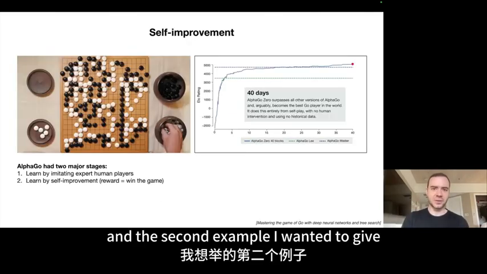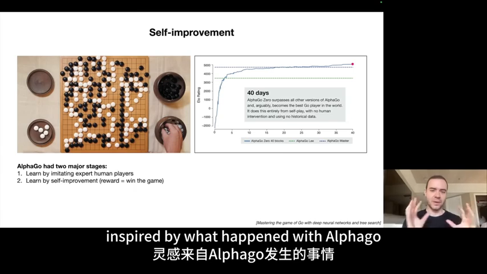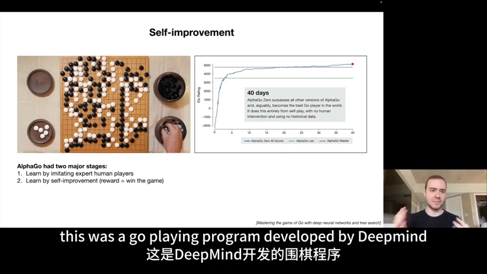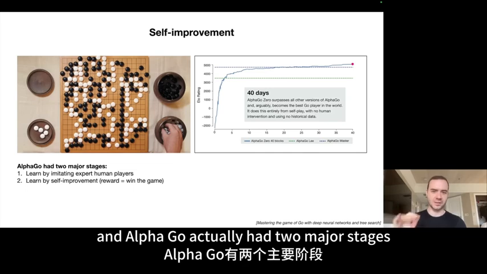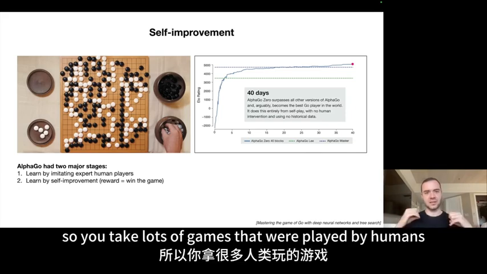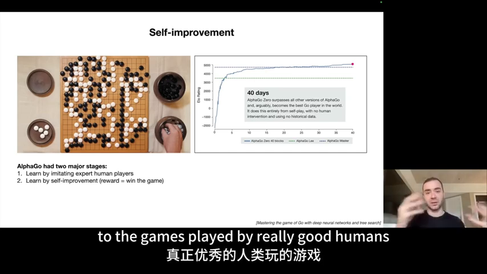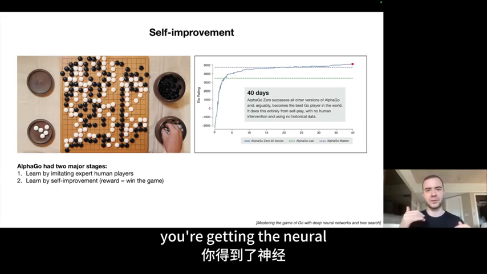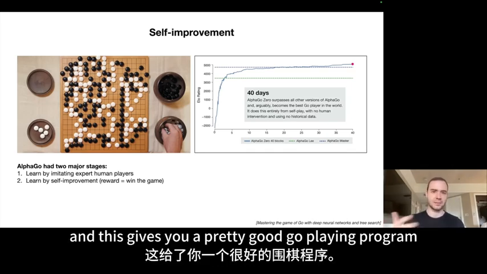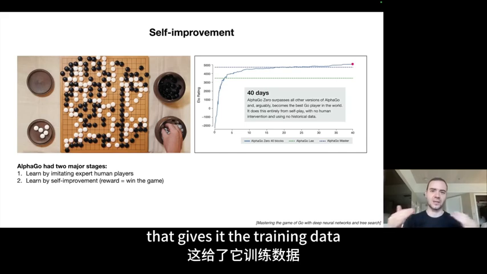The second example I wanted to give is this idea of self-improvement. I think a lot of people are broadly inspired by what happened with AlphaGo. AlphaGo was a Go playing program developed by DeepMind, and the first release of it had two major stages. In the first stage, you learn by imitating human expert players. You take lots of games that were played by humans, filter to the games played by really good humans, and learn by imitation. You're getting the neural network to just imitate really good players. This works, and this gives you a pretty good Go playing program, but it can't surpass humans. It's only as good as the best human that gives it the training data.